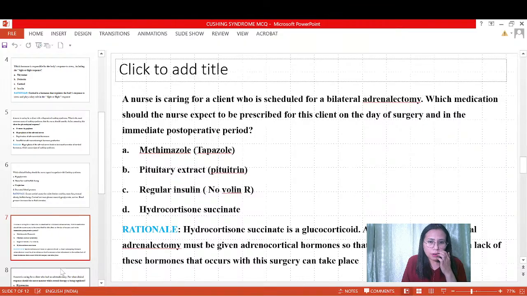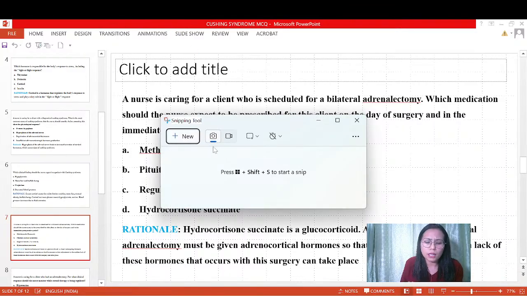A nurse is caring for a client who is scheduled for a bilateral adrenalectomy. So which medication should the nurse expect to be prescribed for this client on the day of surgery and the immediate post-operative period? So the question says if both adrenal glands are removed, which medicine must be given on the day of surgery and right after the surgery? So the correct answer is hydrocortisone succinate.